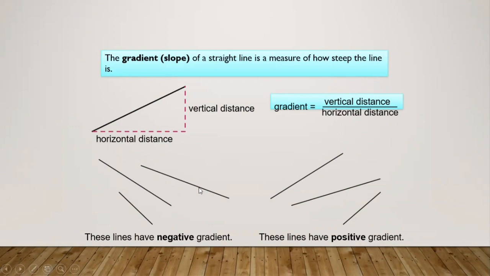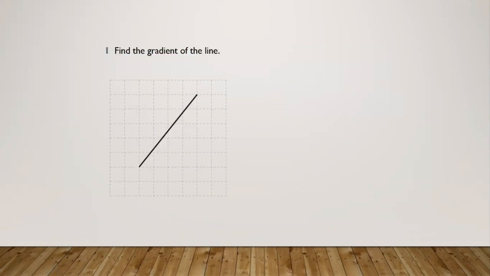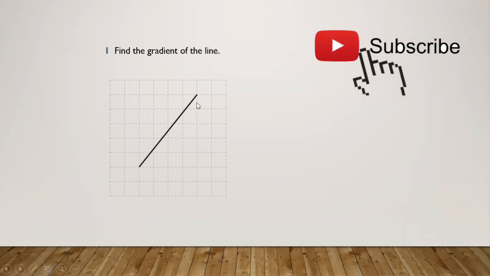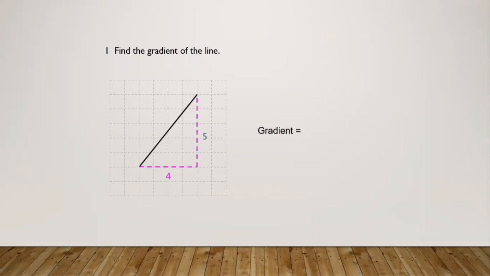You will understand this when we are solving the problems where we are actually finding the slope and finding the equations. Now, find the gradient of a line. We can see here 1, 2, 3, 4 and 5 units. We drop the perpendicular down along the x-axis and the line parallel to the y-axis. The vertical distance here is 5 and the horizontal distance is 4. So the gradient or slope is 5 upon 4.